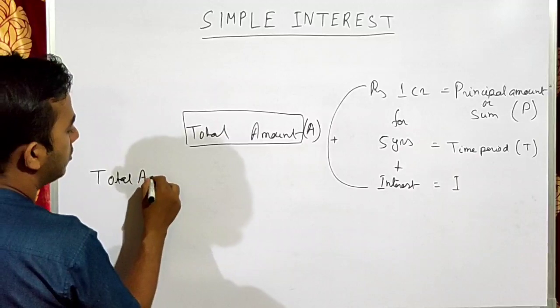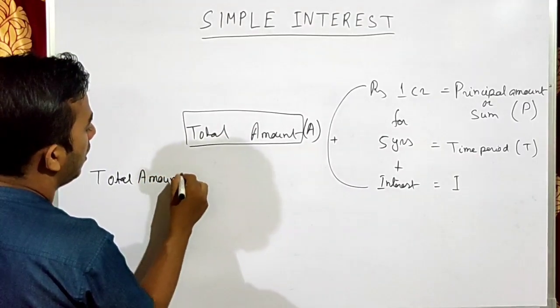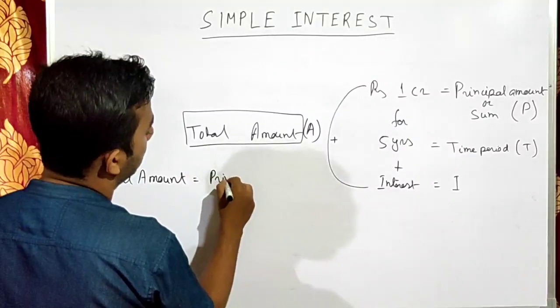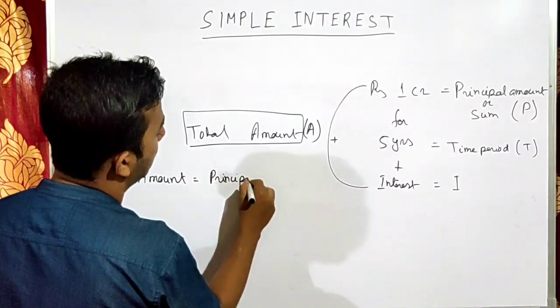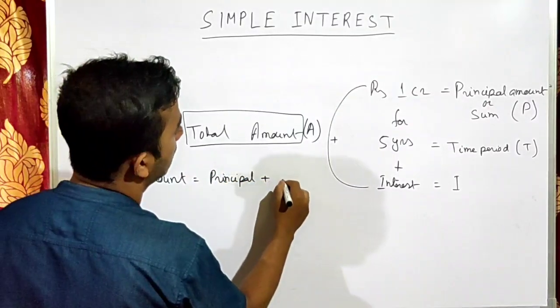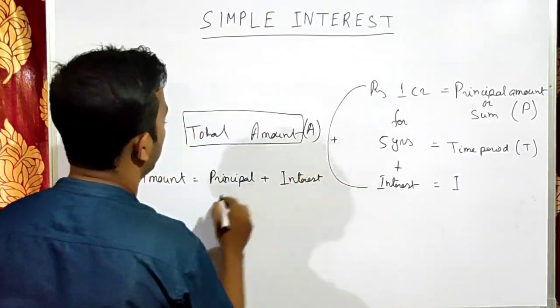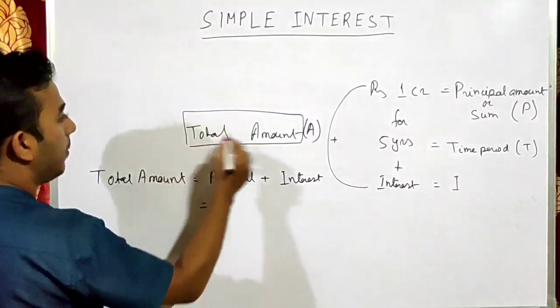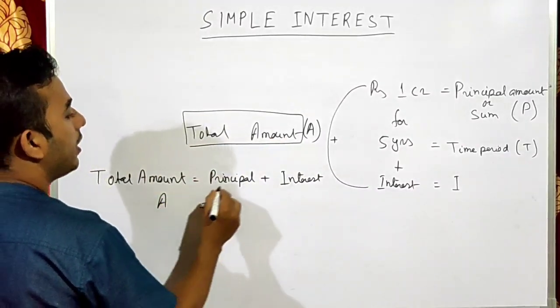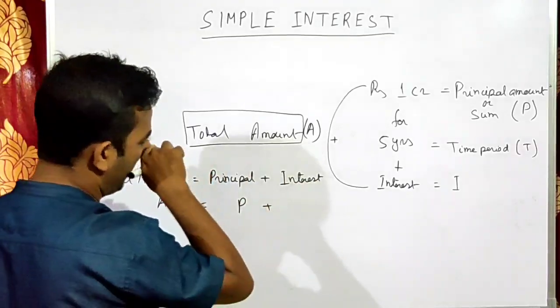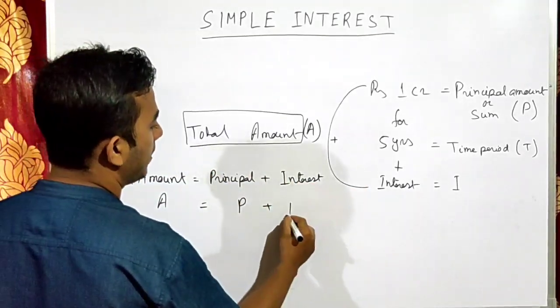Total amount equals principal plus interest. Total amount is represented by A, principal is represented by P, and interest is represented by I.